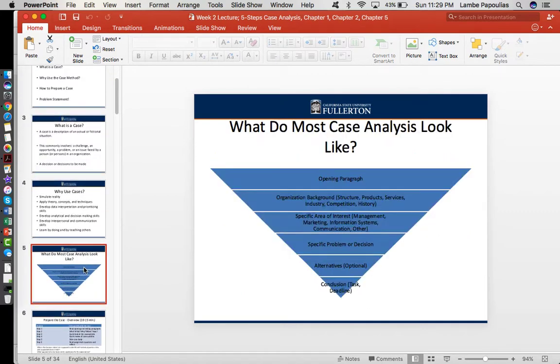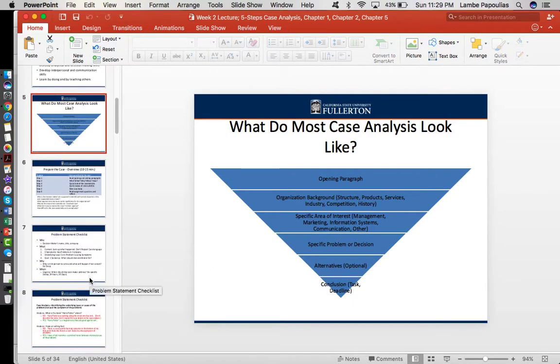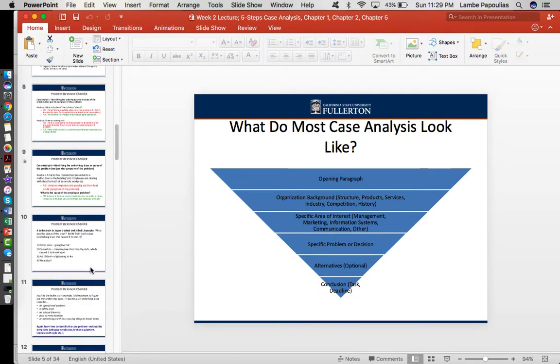So here's what most cases look like. You have your opening paragraph, the organization background, specific area of interest, specific problem, alternatives, and of course the conclusion. So please make sure to go through this PowerPoint lecture as well.